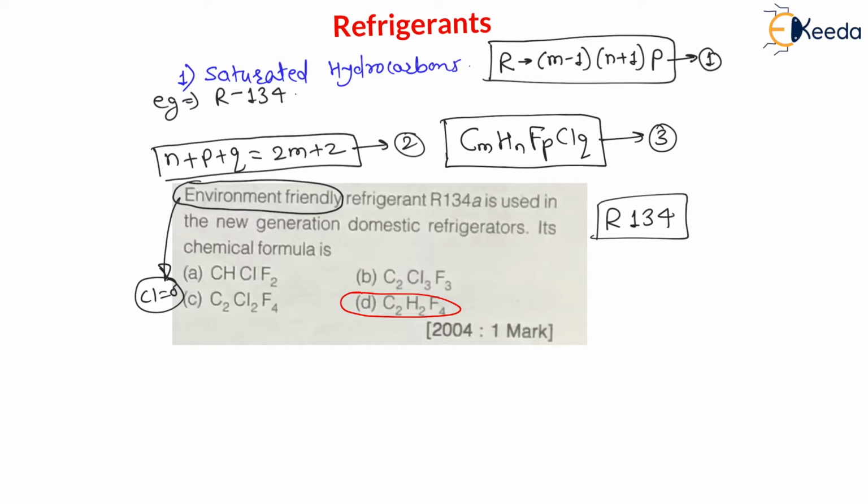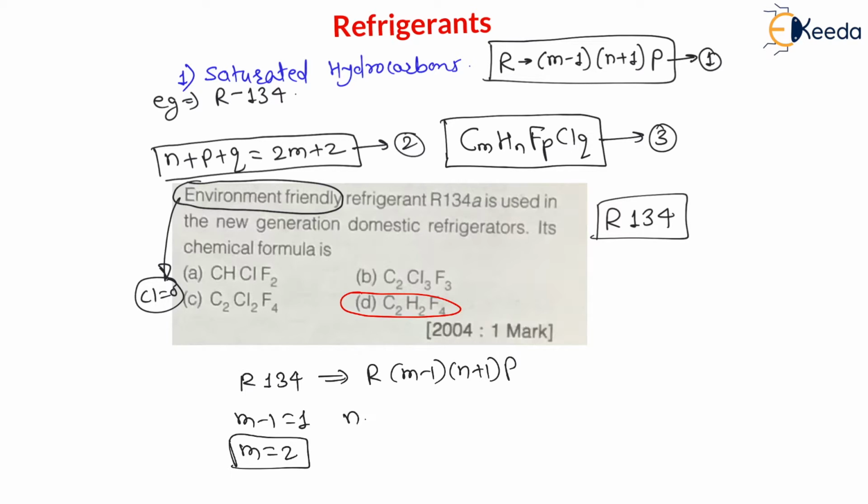Let us check this. The refrigerant is given as R134, which is nothing but written as R (m minus 1)(n plus 1)(p). Therefore equate them. We can say m minus 1 is equal to 1. From this we can say m is equal to 2, right? Then n plus 1 is equal to 3, so n is equal to 2, and p is equal to 4. These are the various values. Therefore we have calculated m, n and p.